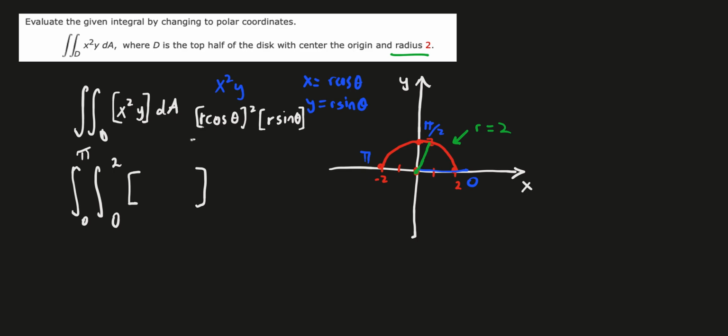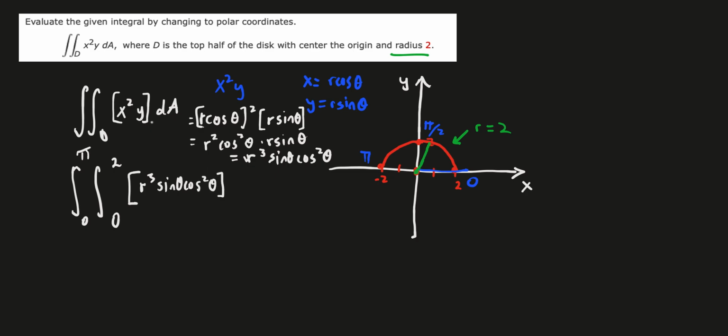And so that gives you r squared cosine squared theta times r sine theta, which of course is just r cubed sine theta cosine squared theta. Sorry, cosine squared theta. That's it. Now remember that this is what goes in here. So r cubed sine theta cosine squared theta.